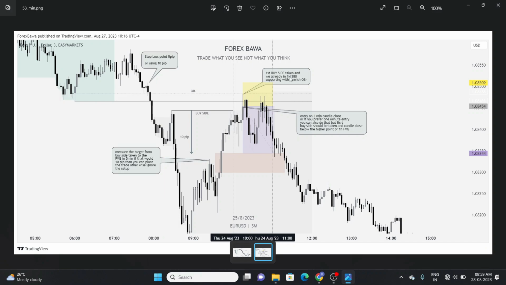We are already in the 1 hour FVG supported with a bearish order block. Okay, so what is the stop loss area? This first swing point is the stop loss area. Right. We can target 10 pips. Enter on a 3 minute candle, you can also do that. Okay, so whatever time frame suits you, you should enter here on 3 minute or 1 minute, but you should wait for the candle close, and 10 pips is easily achieved.